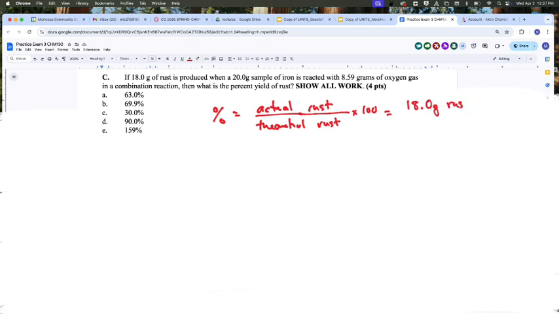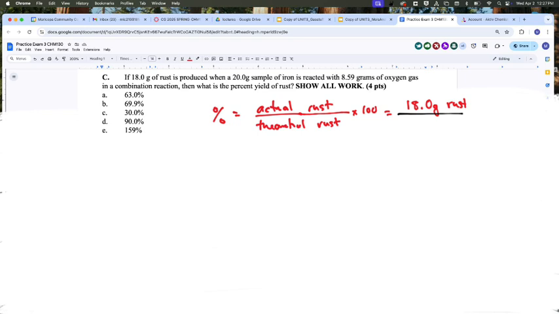18.0 grams of rust is produced. That's how much we actually got. That's what the question says. Do we know the theoretical? There's a bunch of other numbers, right? Why don't we just bring in one of those other numbers? How about the 20? 18 divided by 20.